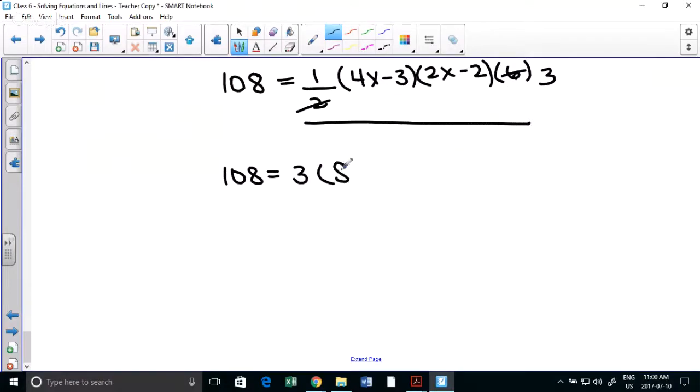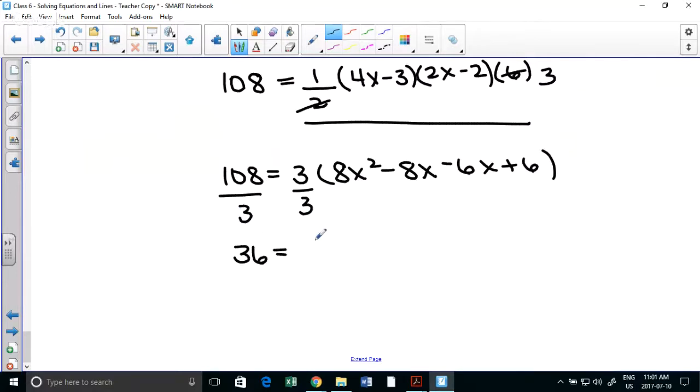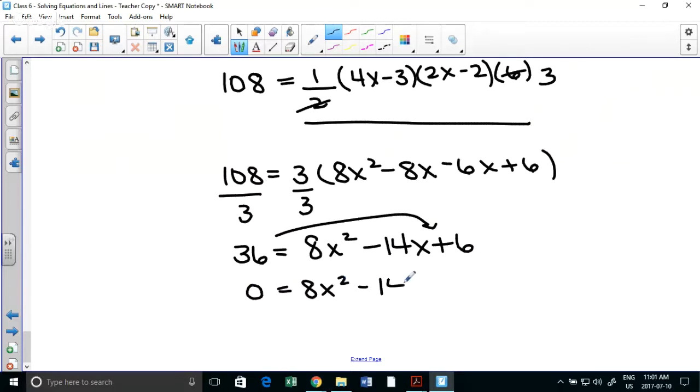This expands. I get 8x squared minus 8x minus 6x plus 6. I'm going to divide both of these sides by 3 because I can, and I want to make this the simplest equation possible. Gives me 36. And then I get 8x squared minus 14x plus 6. And I move this to the other side, giving me 0 equals 8x squared minus 14x minus 30.